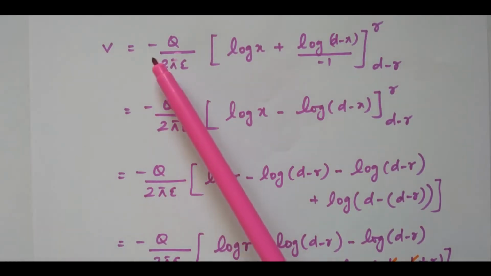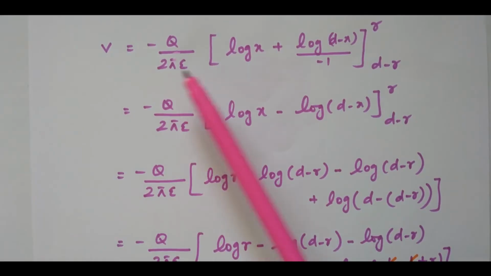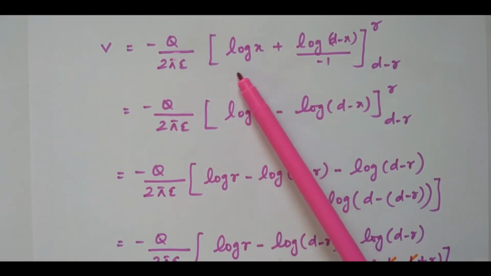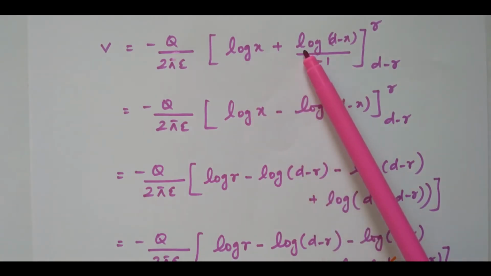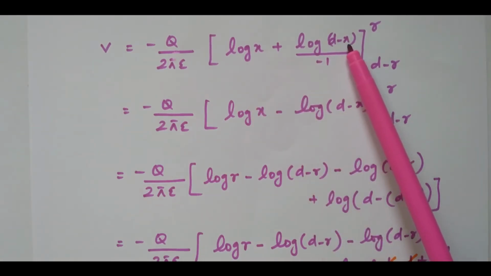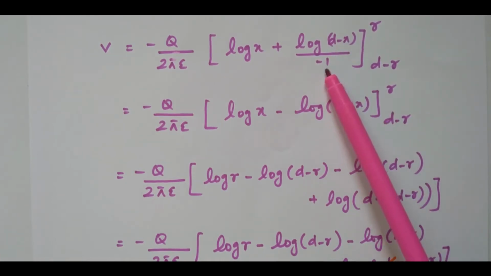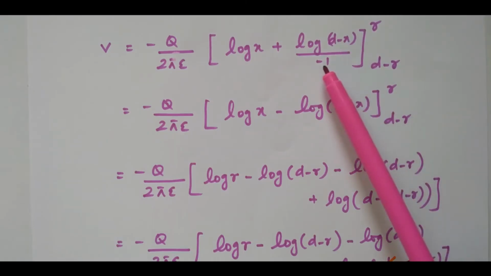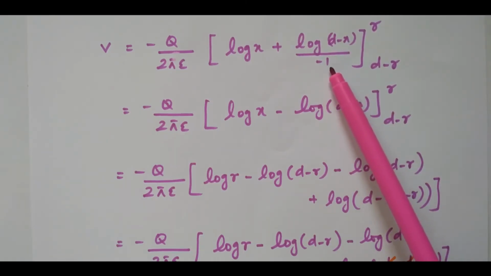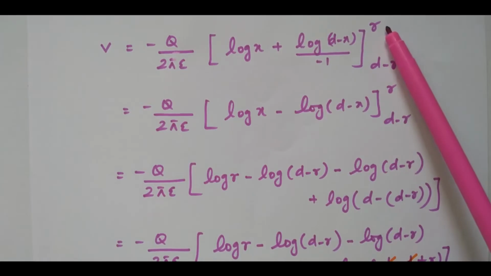While simplifying, Q divided by 2 pi epsilon is there. The integral of 1 by x is log x. Similarly, the integral of 1 by d minus x is log d minus x, but here minus x is present, so again we need to differentiate. Differentiating minus x gives minus 1. If it were d plus x, no problem, but d minus x is there. We are integrating with respect to x, so we need to take the differentiation of minus x again, which gives minus 1, with the limit d minus r to r.